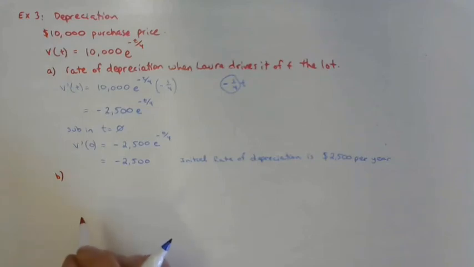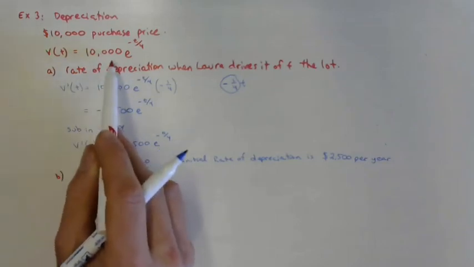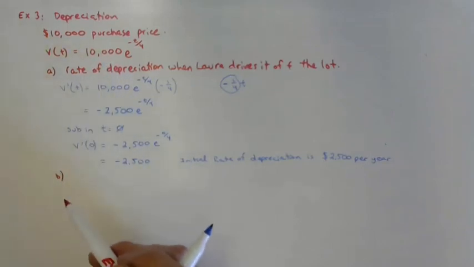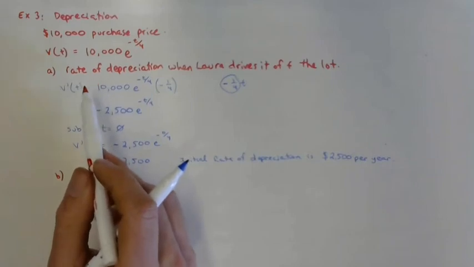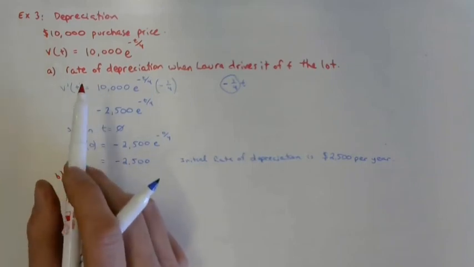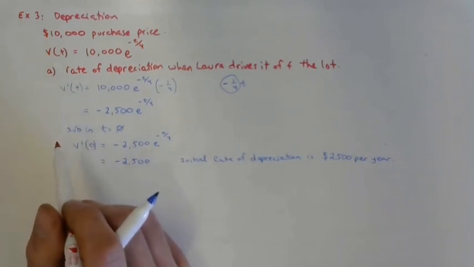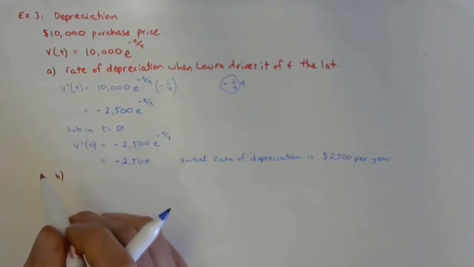B says Laura has decided that she is going to stop paying for insurance. She's going to stop her insurance coverage for collision once the motorcycle has depreciated to 1/4 of its initial value. So she wants insurance on it while it's still pretty new, but once it's only worth 1/4 of its value, she doesn't want insurance on it anymore. So we're trying to find out when should she stop her collision coverage.